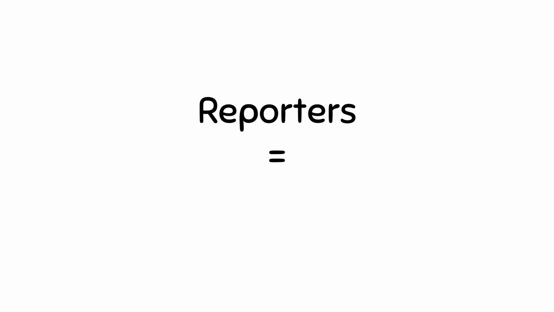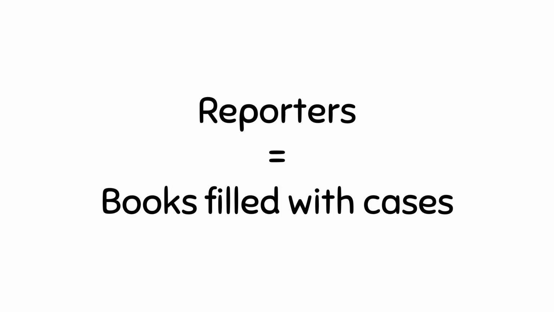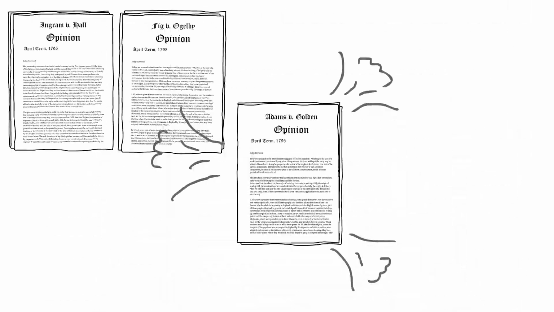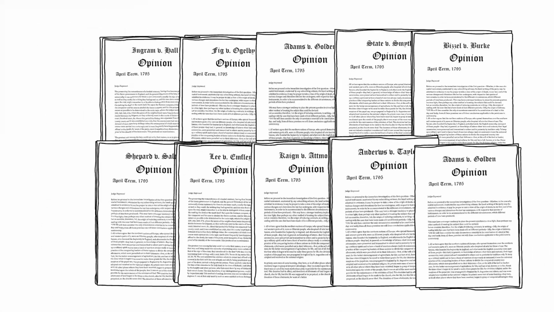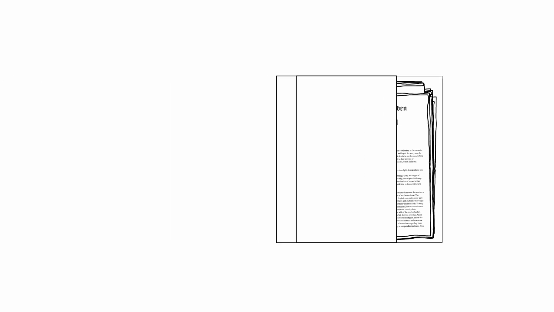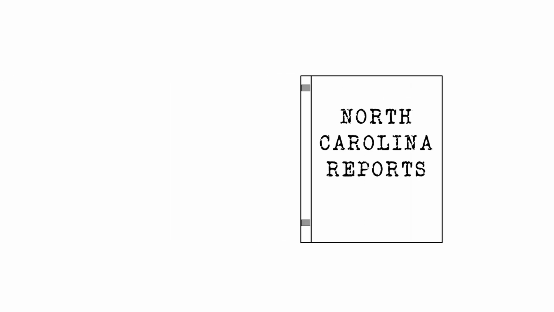Reporters are simply the books where cases are published. A judge hands down an opinion in a case. That opinion is gathered up with the other opinions handed down by that court around the same time, until they get enough to make a decent-sized book. Then they're all gathered together and published. As more opinions are handed down, they are gathered into the next book. Each book is assigned a volume number.